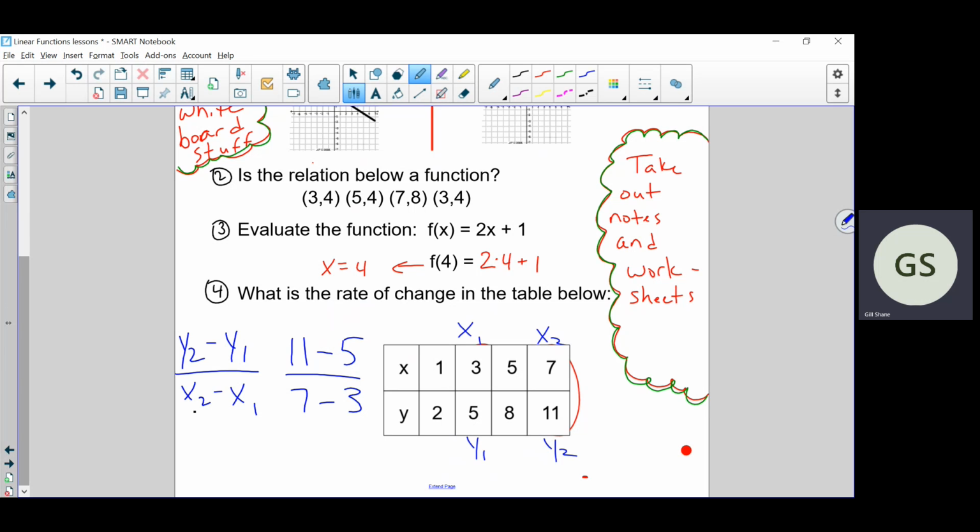That's why I said I'm not super worried about math, because I'm mainly just making sure you label it correctly and then that you plug them into the correct spots. Now you do the math. So 11 subtract 5. I'm going to come down here. 11 subtract 5 is 6.